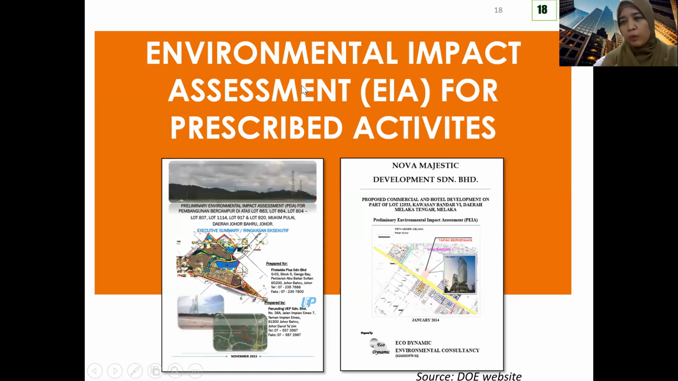Okay, we come to the second one. So just now was the licensing of prescribed premise. Now we come to the prescribed activities, the perbuatan pula. Perbuatan means the action, activities.